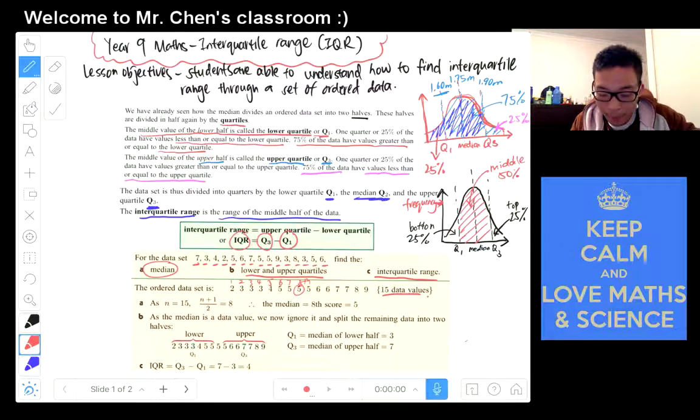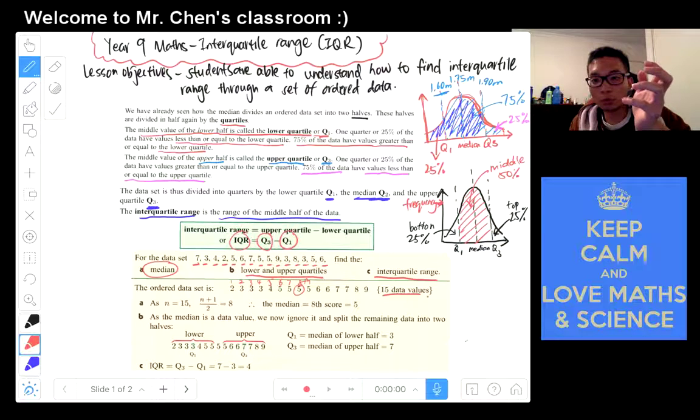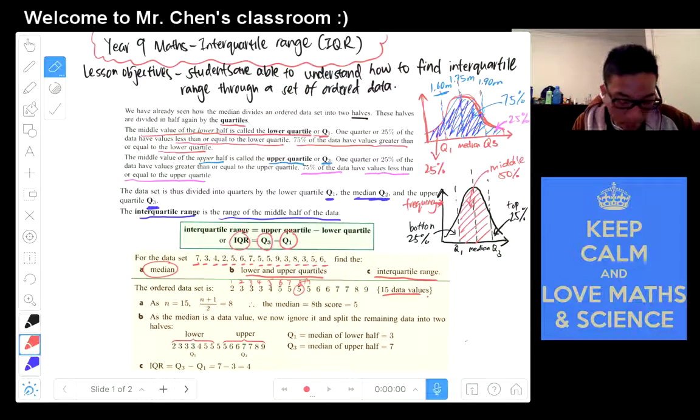So what happened is, now that you have found your median, you can actually find your lower and upper quartile. The lower quartile here refers to Q1 and the upper quartile here refers to Q3. So once you got that, you look at this. That 5 here has been taken out, okay, which is your median.